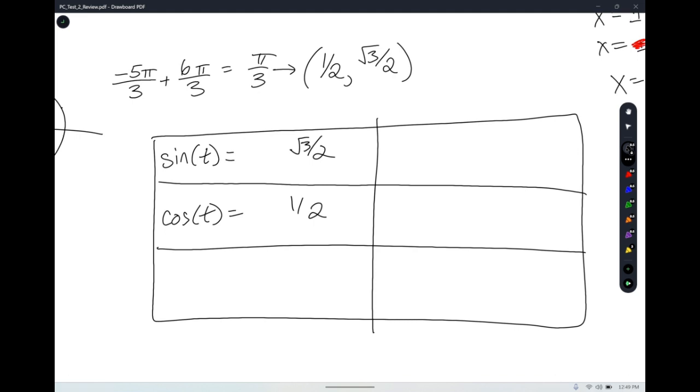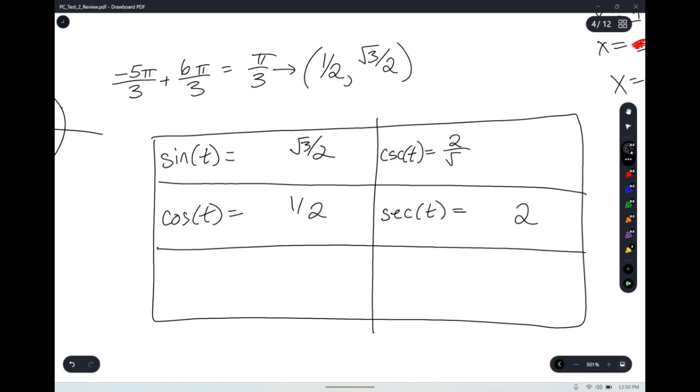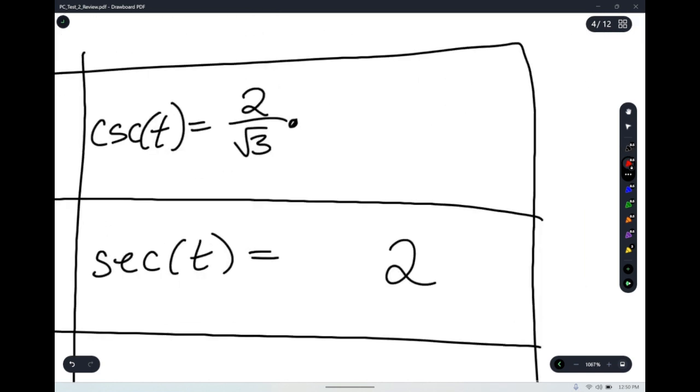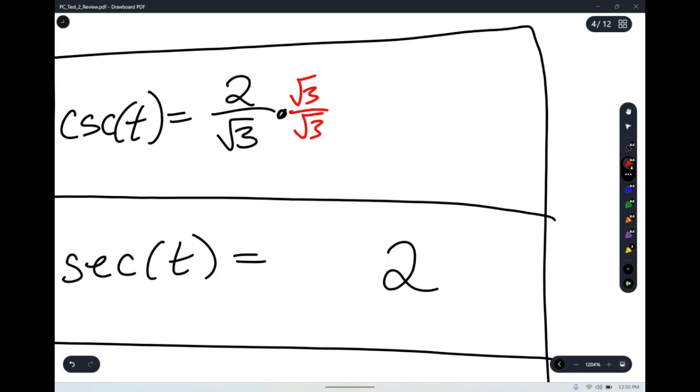Which one do you want to do first? Do you want to flip it upside down first, or divide them first? Flip them? Okay. You do have to work for all of them, except for flipping cosine, because secant is the only one you won't have to do any work for. What's the flip of 1/2? Just 2 over 1, which is just 2. Cosecant you have to do a little bit of work for. It's 2 over root 3, right? Which if you multiply by 1, root 3 over root 3, what does that give you? 2 root 3 over 3.